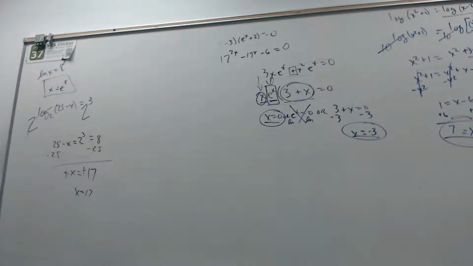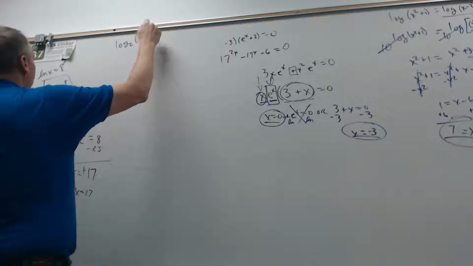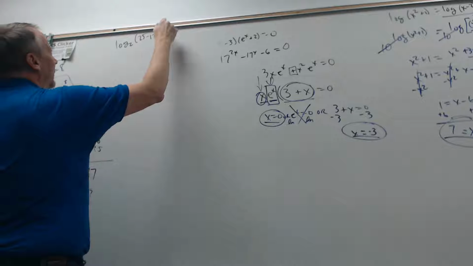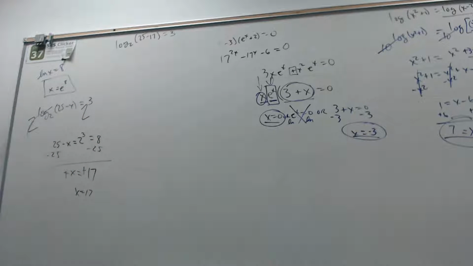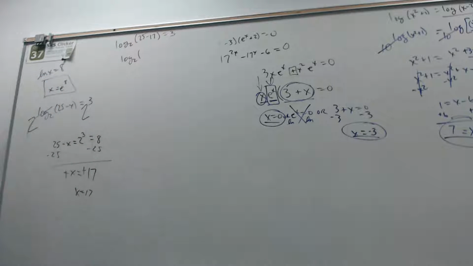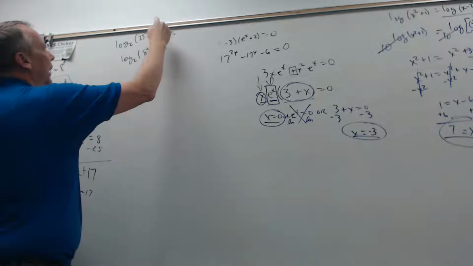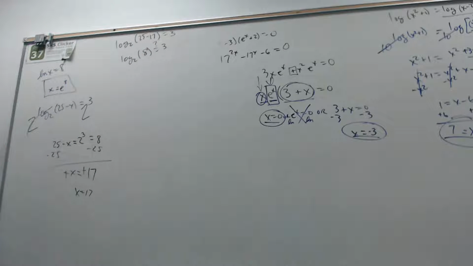Do you think that's the right answer? We better check our answer, right? Is the log base 2 of 25 minus 17 equal to 3? 25 minus 17 is 8, so log base 2 of 8. Does that equal 3? Yes, 2 to the 3rd equals 8, yes it does.